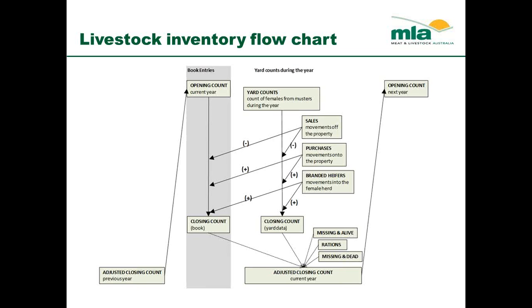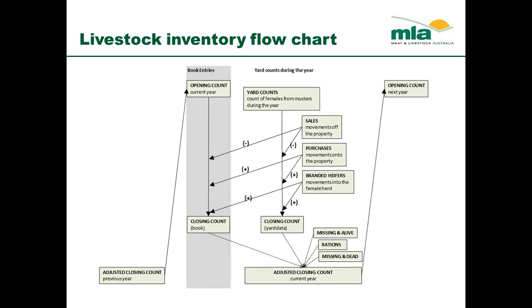That's all fairly straightforward. If you look into the centre of that figure, you'll see that we're looking at yard counts during the year, or muster counts. So this is separate to the book numbers. We're looking at what was physically mustered and counted throughout the year. So as people record their yard counts, they also adjust their numbers as sales happen or purchases happen and as branding's happening. So you end up with a closing count based on yard or muster records.